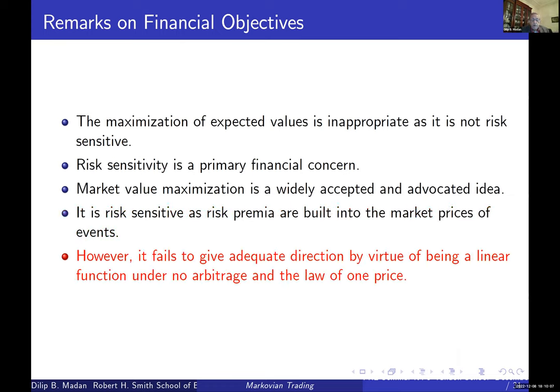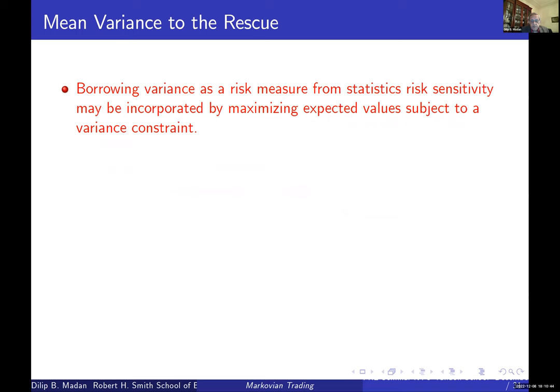But what is not good and not helpful is that under no arbitrage and the law of one price, the valuation function is linear. And maximizing a linear function is never a good idea, because gradients don't change and you have to keep running until you hit a brick wall. Basically, when maximizing linear functions, the answer is given by the constraints, not the objective function. So really the objective function is silent on what to do. And that's why it's not a good objective function. And so we say bye-bye to valuation or risk neutral valuation for maximization. What else can we do?